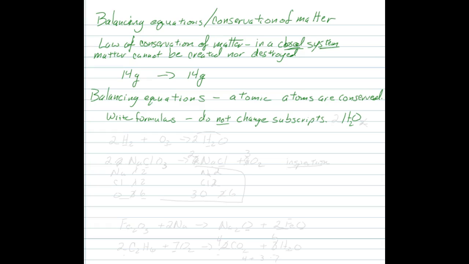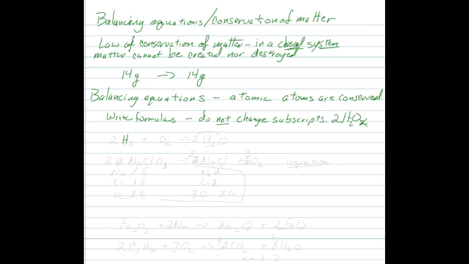But if you need 2 hydrogens and 2 oxygens, you cannot put the 2 after the O. If you need 2 oxygens, the only place you can put it, if the formula is written correctly, is in front. You can add coefficients. When you do the coefficients, you are multiplying the atoms. So here you have 2 times 2 is 4 hydrogens, 2 times 1 oxygen.